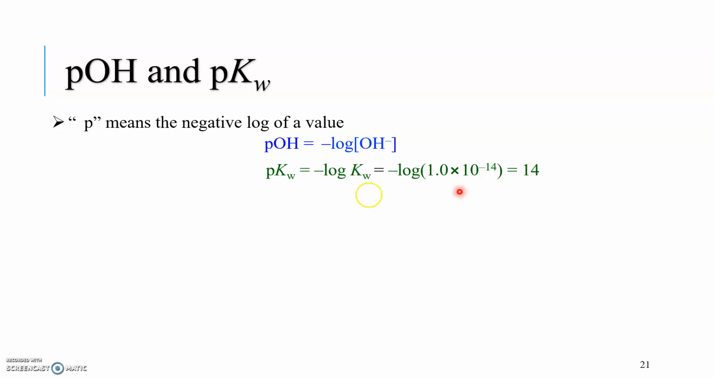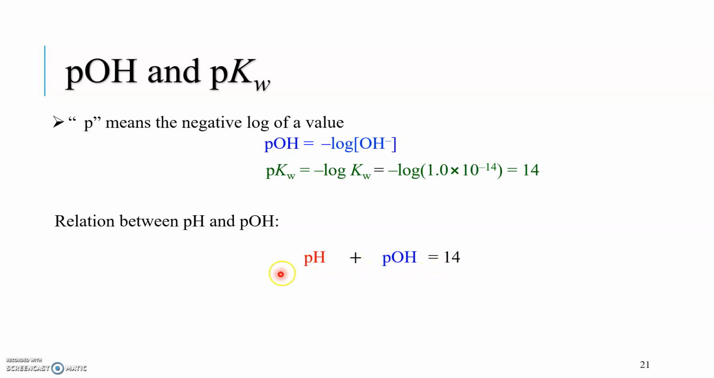And there is a relation between pH and pOH. So pH plus pOH is equal to 14. You guys are responsible to memorize all of these. So you are responsible to memorize pH, you are responsible to memorize pOH, and you are responsible to memorize that pH plus pOH is equal to 14.